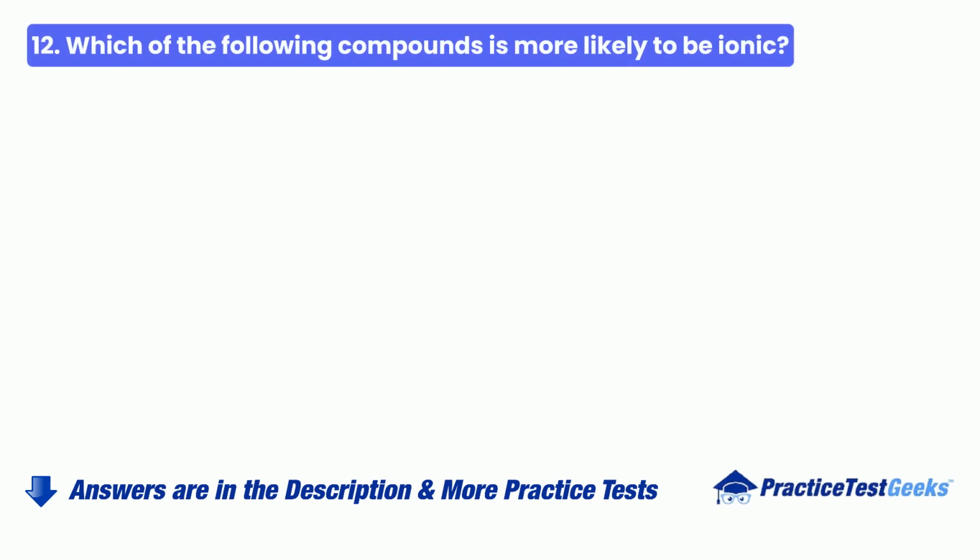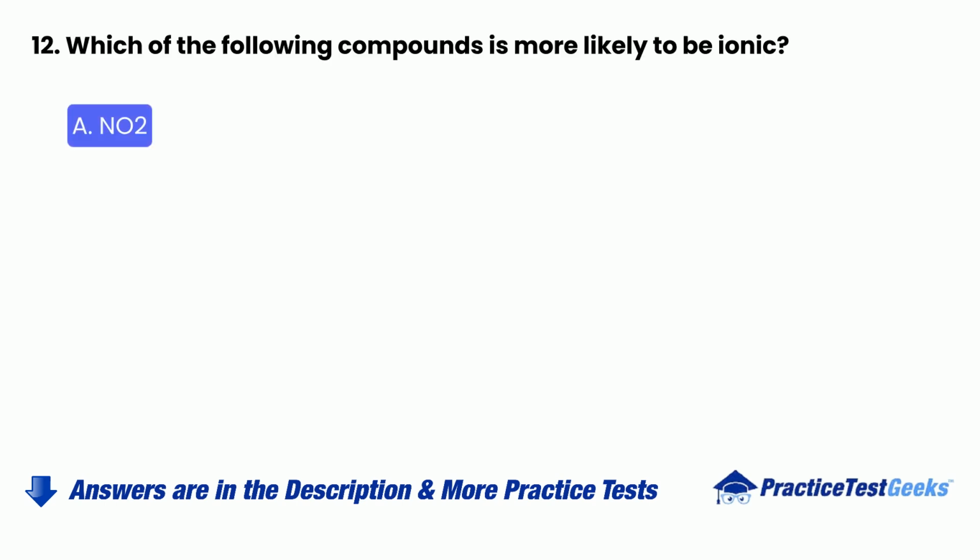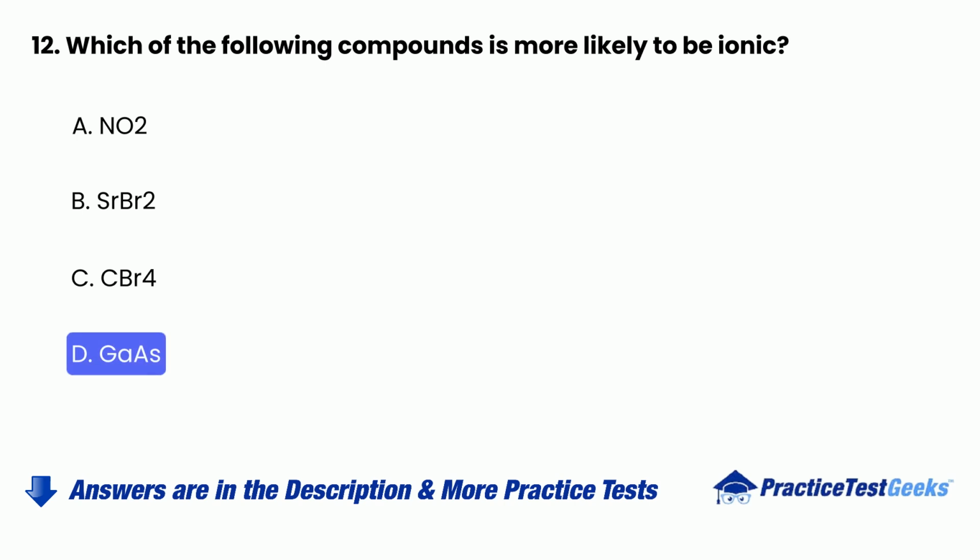12. Which of the following compounds is more likely to be ionic? A. NO2. B. SrBr2. C. CBr4. D. GaAs.